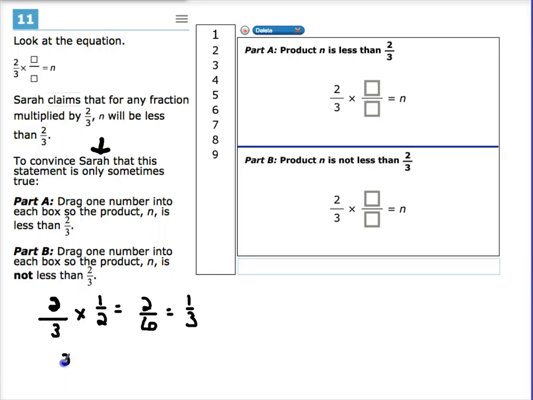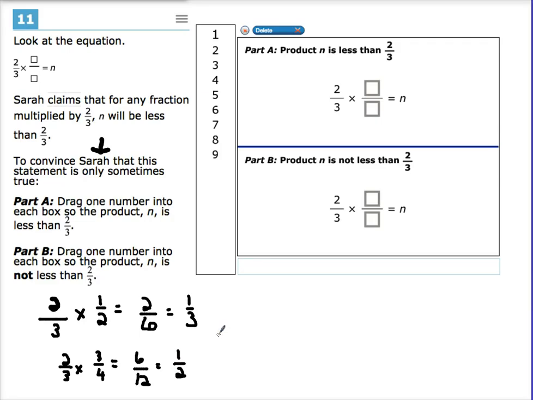So I'm going to try 2/3 times, let's see, we'll do 3/4. And 2 times 3 is 6. 3 times 4 is 12. Okay, well, 6/12 not lowest terms. That's going to reduce to 1/2. And sure enough, again, 2/3 is greater than 1/2.